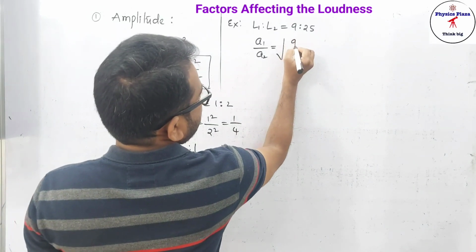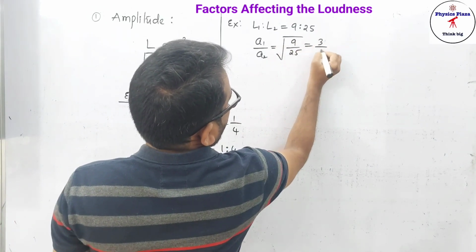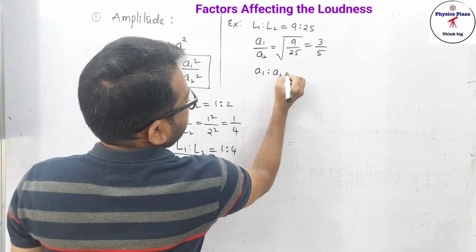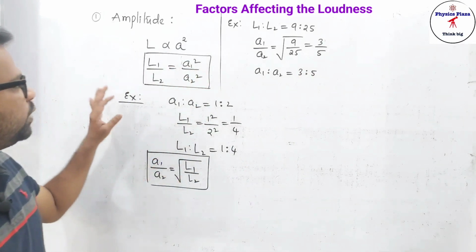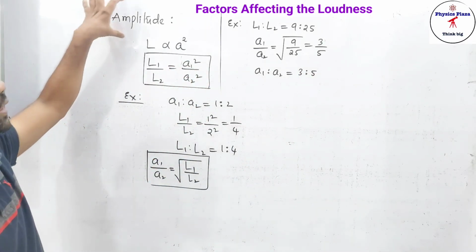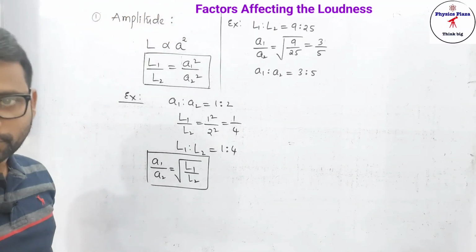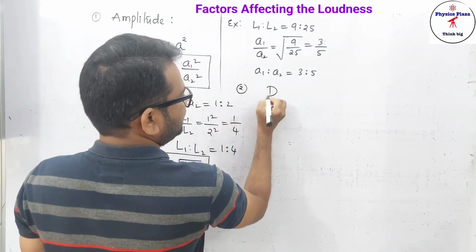So we know that A1 by A2 is equal to the square root of L1 by L2. So here you can write 9/25. So this can be 3/5. So it is A1 is to A2 is equal to 3:5, children. Okay, so this is how loudness depends on amplitude. So loudness is directly proportional to the square of the amplitude. Is it clear? Fine.